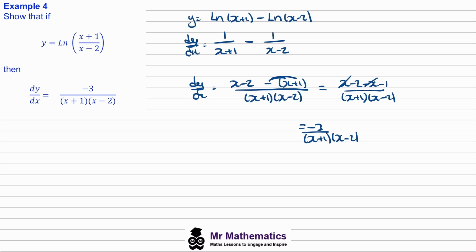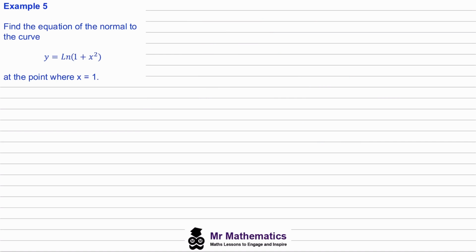Let's try one more question. So do you want to read through example 5 and then try and give the question a go? We know the equation of a straight line is m multiplied by x minus x1, where x1 is 1. This will equal y minus y1. And to find that value of y, we can substitute x equals 1 into here. So y will be the natural log of 1 plus 1 squared. That's the natural log of 2.